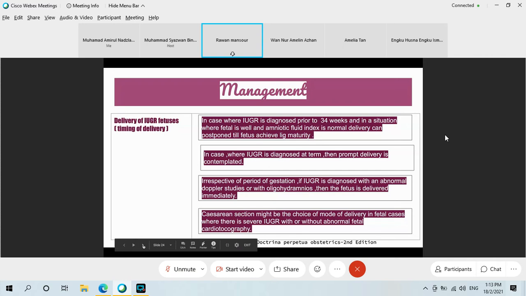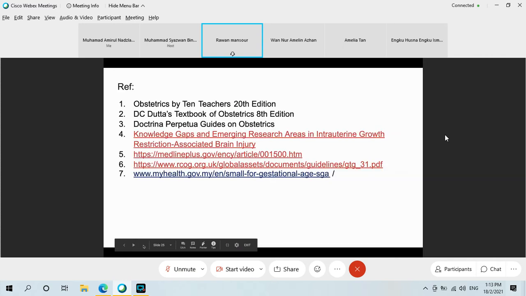I think that's all from me. This is our reference. Thank you. Any questions? Okay, any questions from members of the floor? Assalamualaikum doctor. I have a question. In what condition does IUGR have normal percentile and not have SGA?